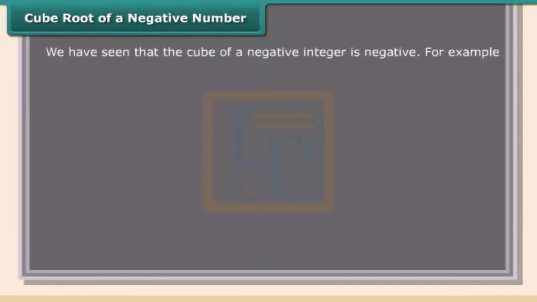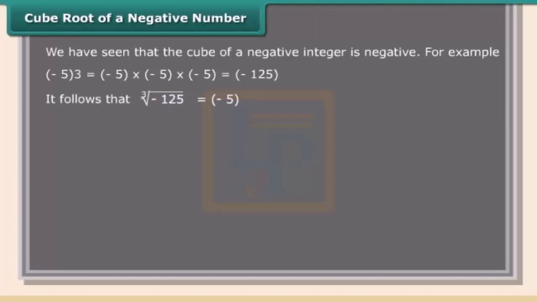Cube root of a negative number. We have seen that the cube of a negative integer is negative. For example, (−5) cubed is equal to (−5) × (−5) × (−5), which equals −125. It follows that the cube root of −125 is equal to −5. That is, the cube root of −125 is equal to minus the cube root of 125, that is, −5.